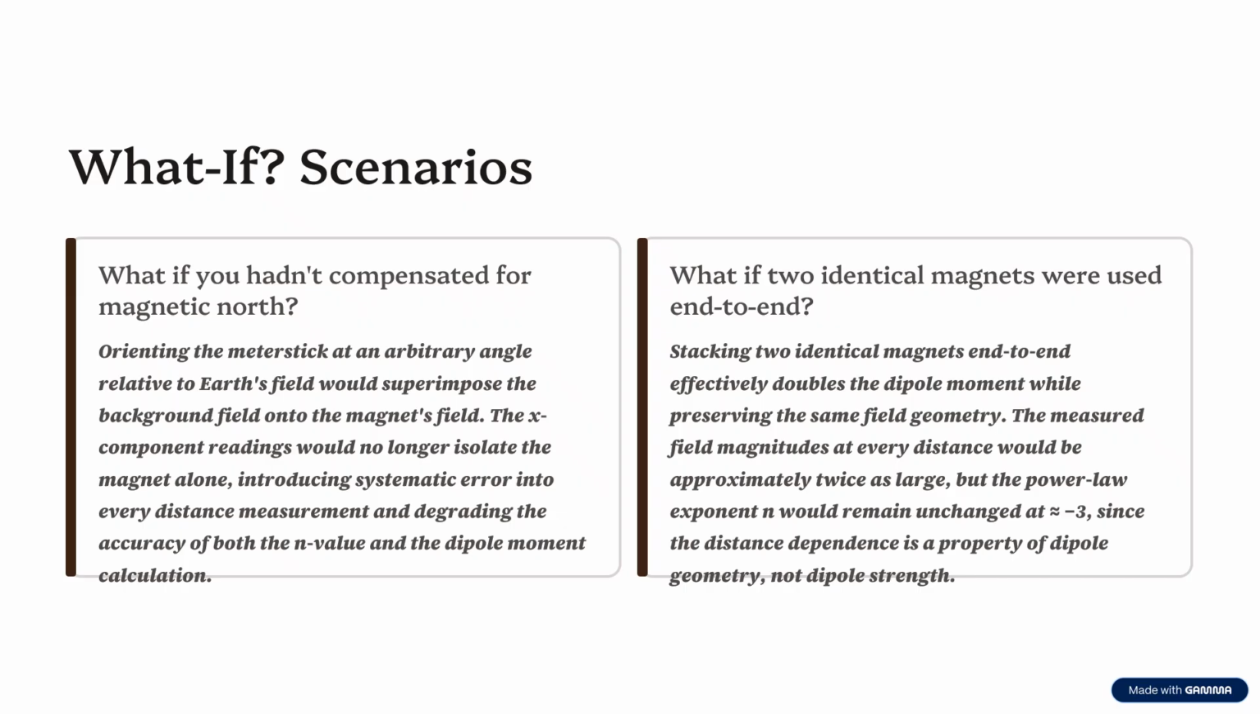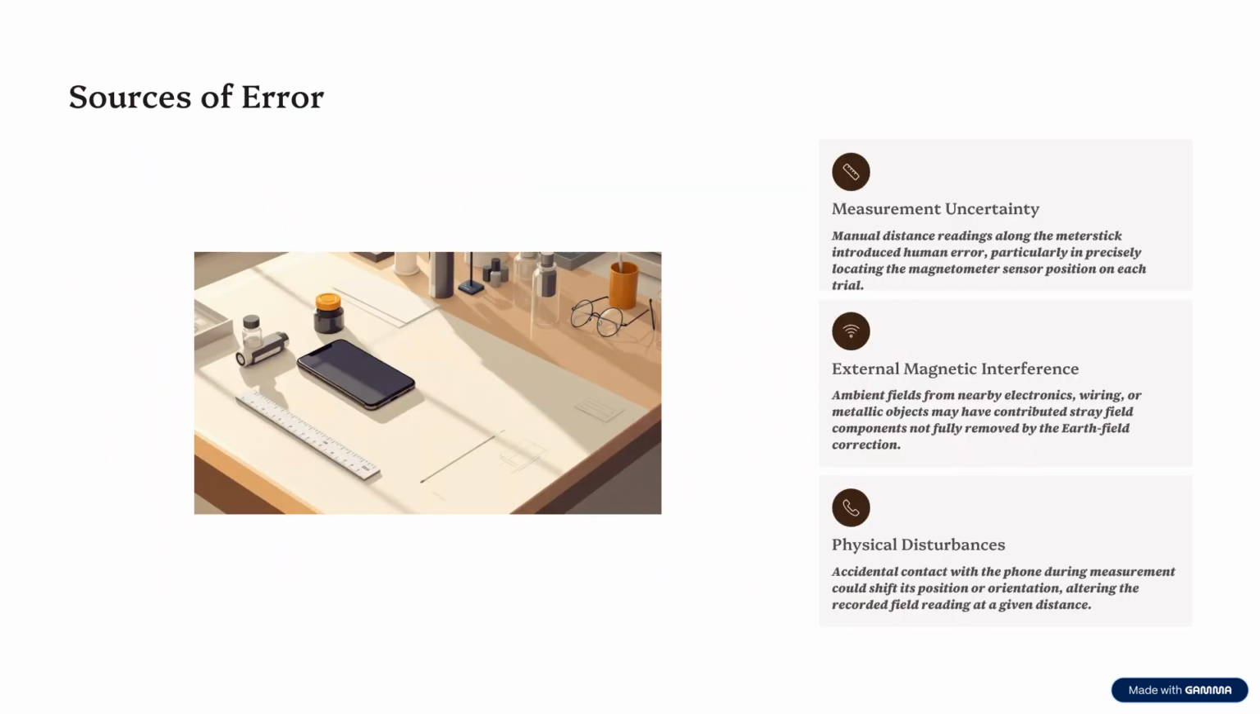What if two identical magnets were used end to end? Sticking two identical magnets end to end effectively doubles the dipole moment while preserving the same field geometry. Sources of error: measurement uncertainty, external magnetic interference, physical disturbances.